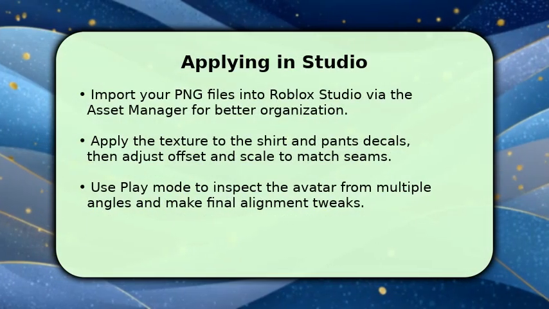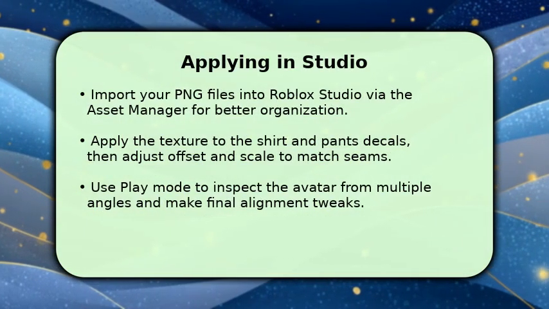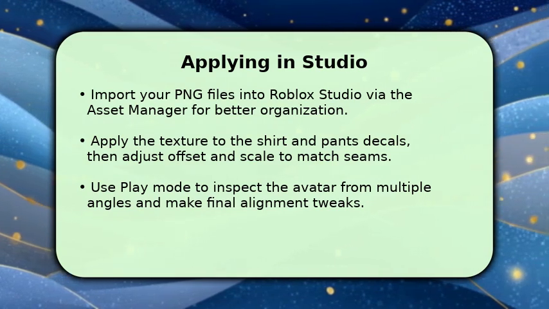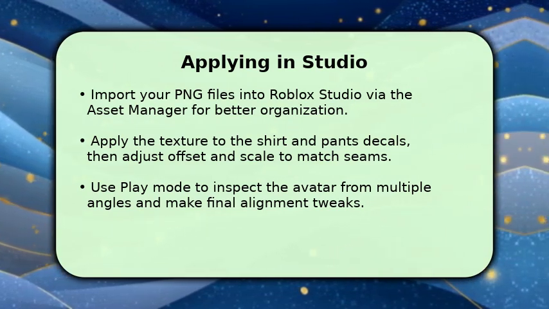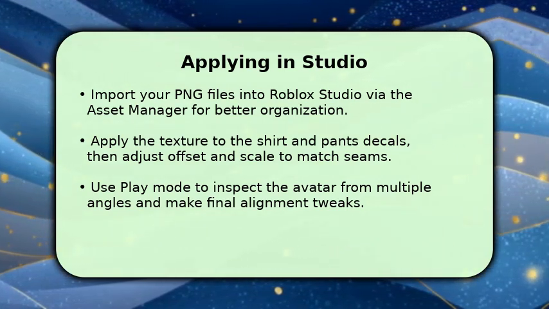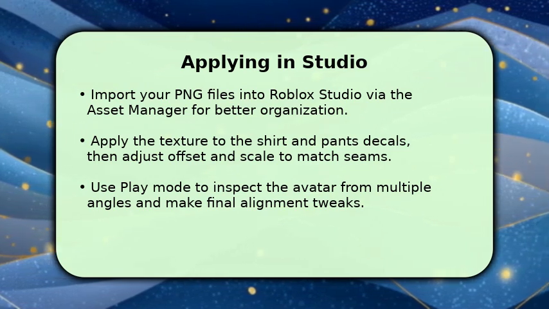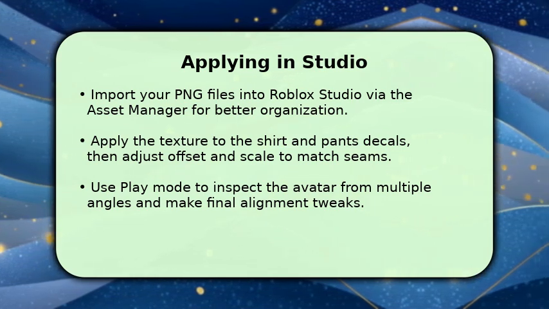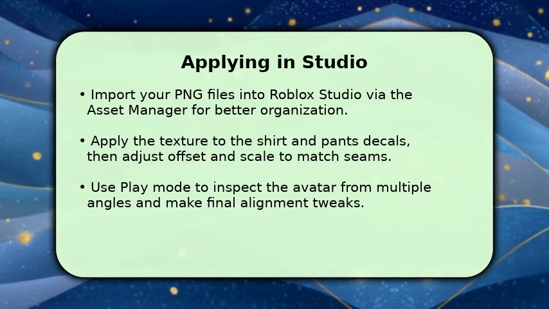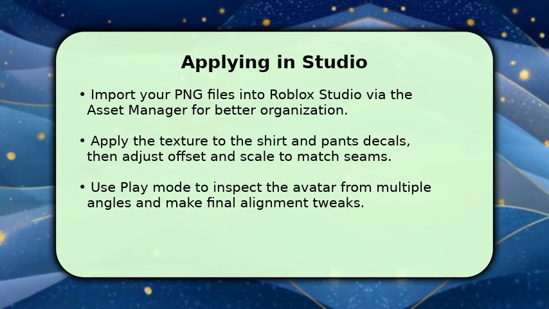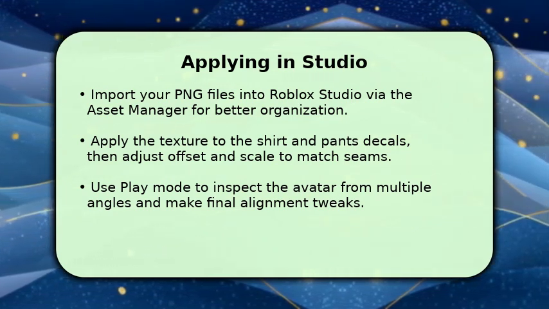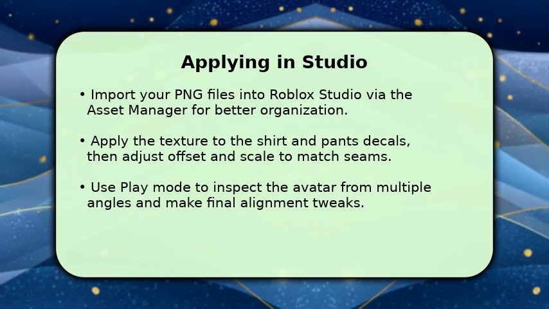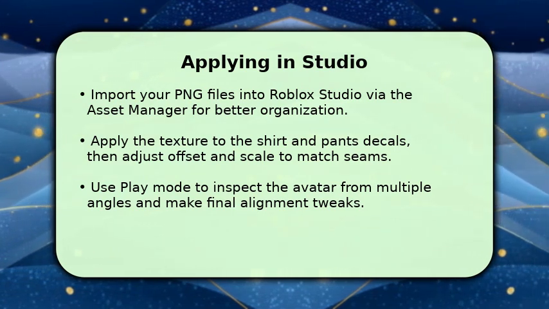In Roblox Studio, use the Asset Manager to import your bacon PNG files and keep them organized. Create shirt and pants decals, then apply your textures and use the decal properties to change offset and scale until seams align. Switch to play mode and rotate the avatar to inspect how the bacon wraps around shoulders and hips. Make minor adjustments, save changes, and publish the outfit to your avatar inventory when satisfied.